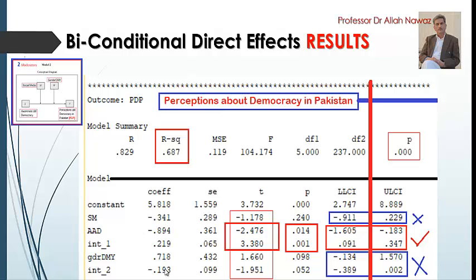In the case of coefficients, we can see that the SM, social media, coefficient is minus 0.341. Further, it is insignificant because the t-score we can see is 1.1, which is far less than the required minimum limit of 1.96. Likewise, the p-value is 0.24, far greater than the required 0.05.